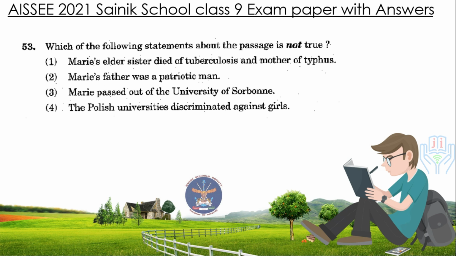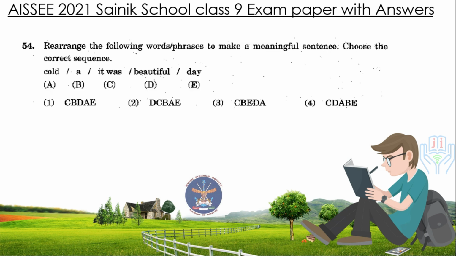Which of the following statements about the passage is not true? Answer: Mary's elder sister died of tuberculosis and mother of typhus. Rearrange the following words and phrases to make a meaningful sentence. Choose the correct sequence. The given words: cold, A, it was, beautiful, day. Answer: it was a beautiful cold day. Answer is CBDAA. It was a beautiful cold day.